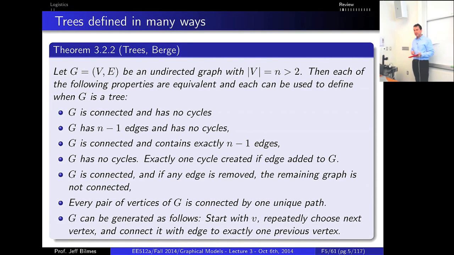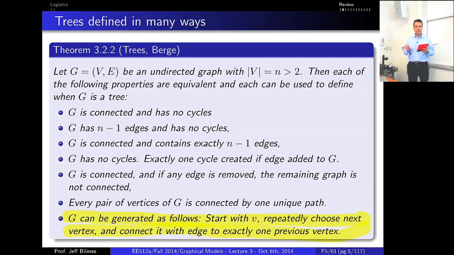Okay, the next thing we did is we defined a tree. And we saw that there are lots of different ways of defining a tree. One way that I'd like to highlight is this last one, which is that a tree can be generated by starting with a single vertex and then adding another vertex and connecting it with one edge to some existing vertex. And since each time we add an edge, we're never connecting it to 2 vertices, we're always going to have a tree. And any tree can be generated in that fashion.